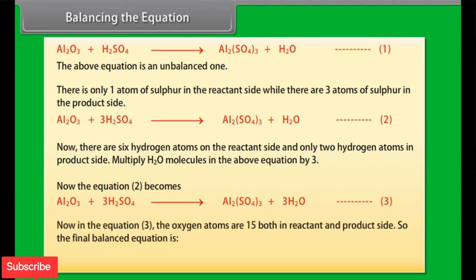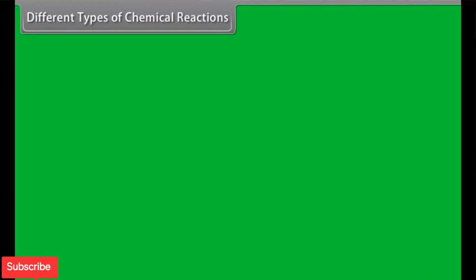Now in the equation 3, the oxygen atoms are 15 both in reactant and product side. So the final balanced equation is Al2O3 plus 3H2SO4 gives Al2(SO4)3 plus 3H2O.